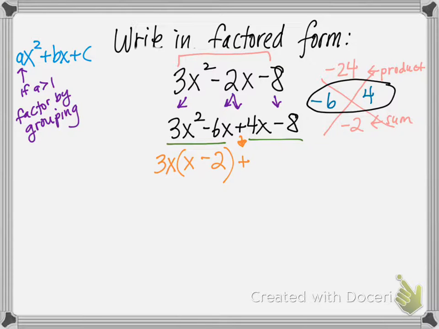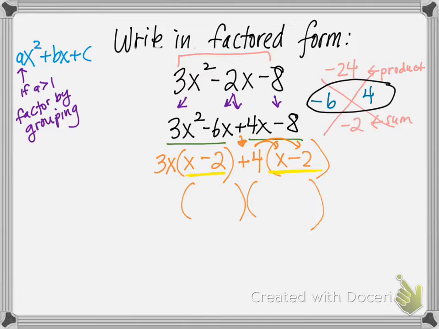Biggest number that divides 4 and 8 is 4. And you'll notice something unique when you factor by grouping. The first parenthesis always matches the second parenthesis. So in fact, I'm going to write in x minus 2 and then check by distributing a 4. 4 times x is 4x, and 4 times negative 2 is negative 8.